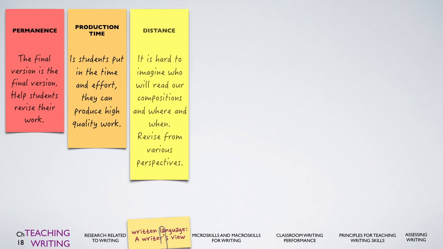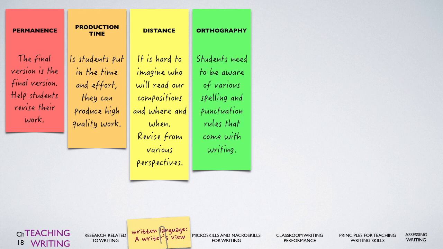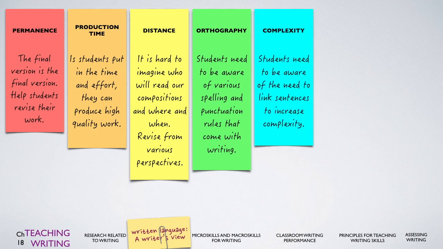As writers, we need to create an image of who is going to read our work. But it is very difficult to imagine when and where our compositions will be read. Encourage students to read their compositions from various perspectives when revising. Orthography, that fancy word for spelling and punctuation, can pose many challenges for students, especially if they are not used to various rules that come with alphabetical systems. Because writing is expected to be much more complex than speaking, not just using simple sentences, students need to be aware of how to link sentences.